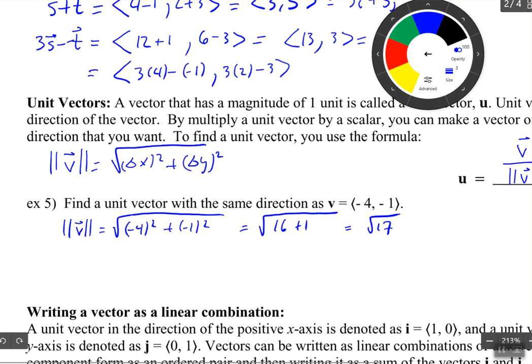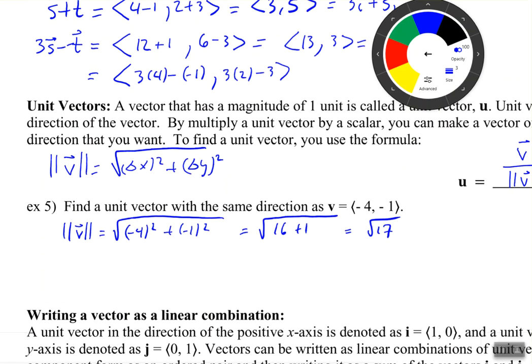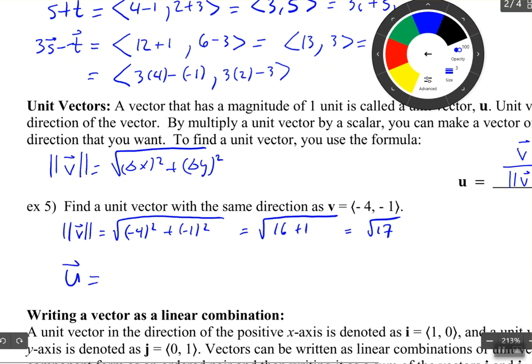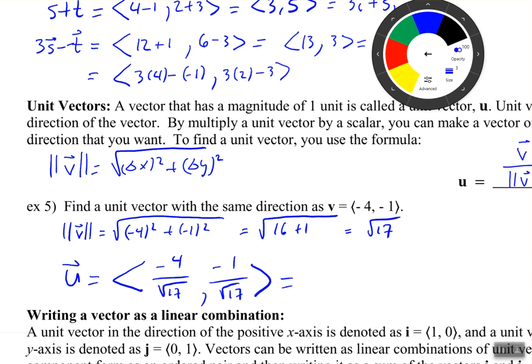So if I want to find the unit vector, I'm just going to take each one of those parts and I'm going to divide by the square root of 17. So that means that the u vector, I did that wrong, hang on, that was messy, there we go, is equal to vector bracket negative 4 over the square root of 17, and then negative 1 over the square root of 17. And we can't leave it that way, can we? You can't leave it with the square root of 17 underneath, can you?